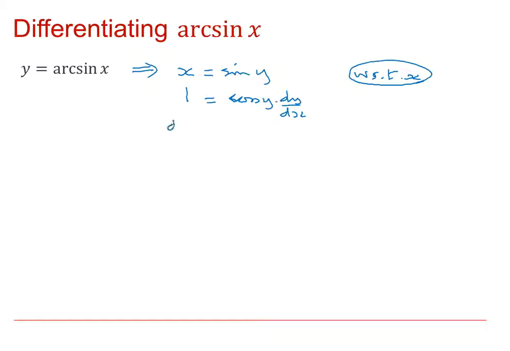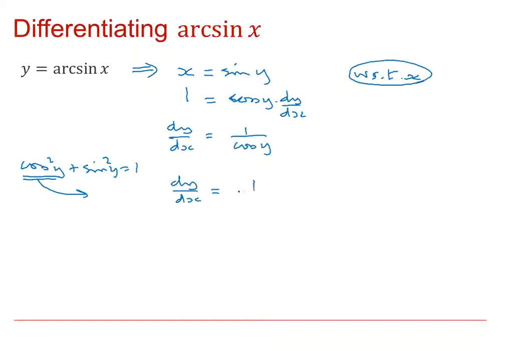If I rearrange this for dy by dx now, we get dy by dx is 1 over cos y, and we are going to take advantage of the identity cos squared y plus sine squared y is 1, which I can rearrange for cos y. So dy by dx is 1 over, and instead of using cos y, I'm going to use plus or minus the square root of 1 minus sine squared y.